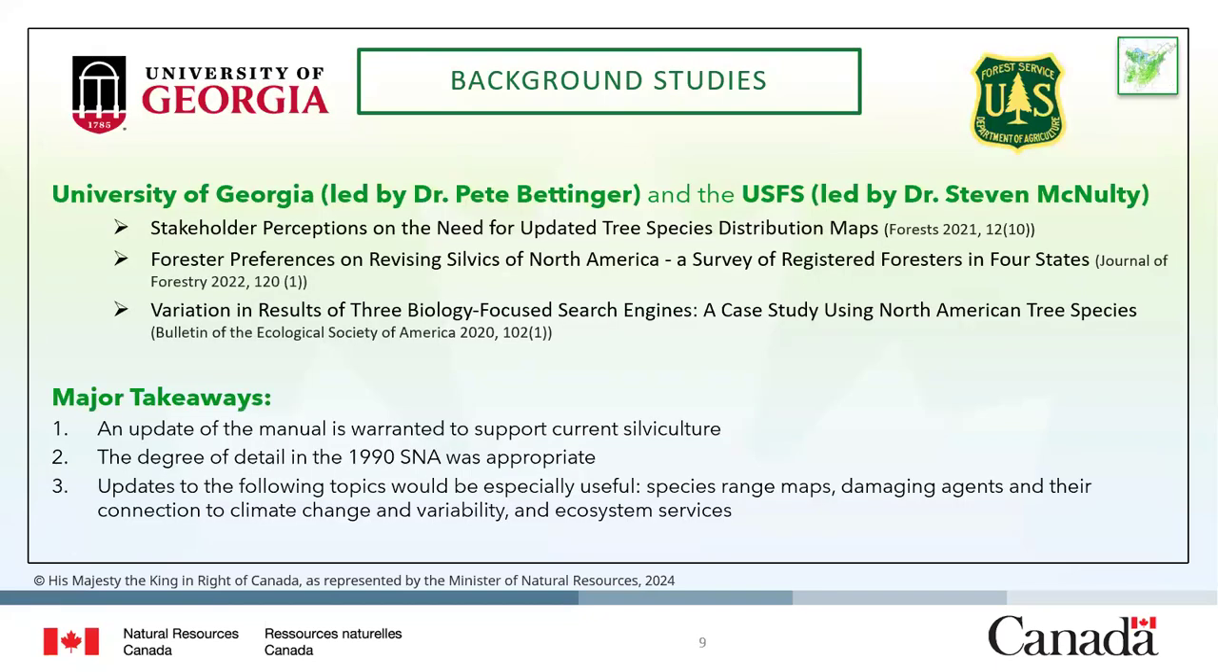But before embarking on such an undertaking, it was necessary to make sure that the users still needed it. Three studies have been carried out in the United States. Key takeaways include that the Silvics remain an important reference for modern silviculture, and that the level of detail in the 1990 Silvics is still relevant. The most useful update would be related to species range maps, their fitness in relation to climate change and variability, and also ecosystem services that were not addressed before.